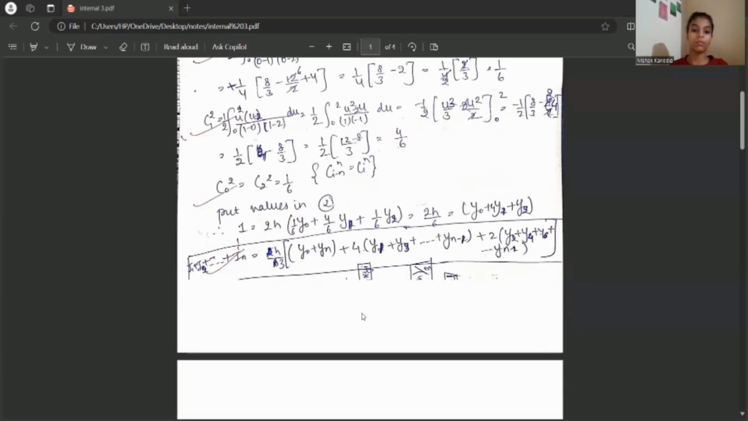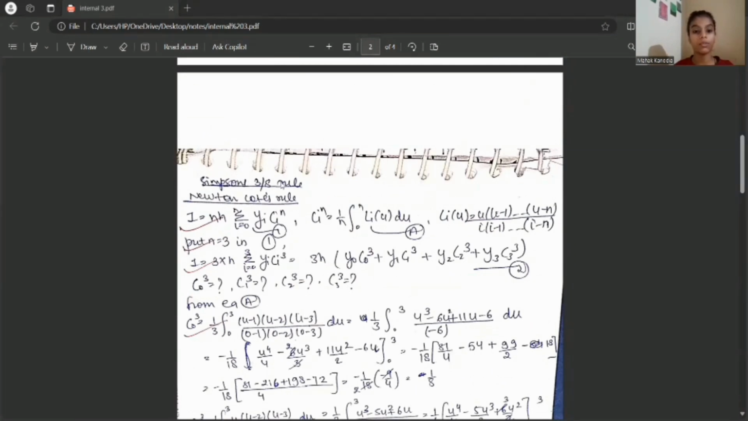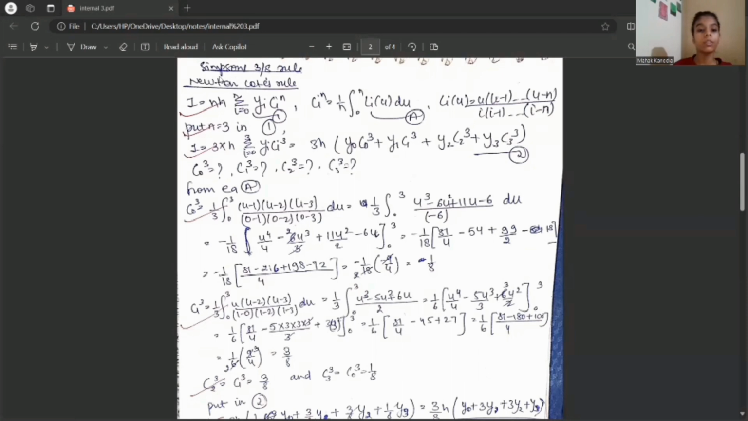Following this, the second question was to derive Simpson's 3 by 8 rule, again using the Newton-Cotes rule. So here, the Newton-Cotes rule, as you can see, is nh summation of i from 0 to n yi Cin, and Cin is defined as 1 by n integral of 0 to n Li(u) du, where Li(u) is found using Lagrange's interpolation method. We substitute n as 3 in our equation number 1 to derive Simpson's 3 by 8 rule.